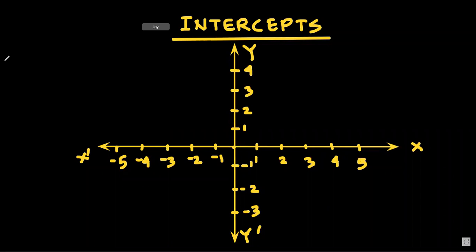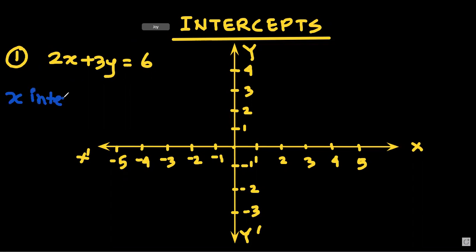The second kind of question, you will be given an equation. Suppose 2x plus 4y equals 16, or maybe you take 2x plus 3y equals 6. Now, how to find out the x-intercept and y-intercept? From an equation, the graph will not be provided. You will be provided the equation, and you have to find out the x-intercept and the y-intercept of the curve.